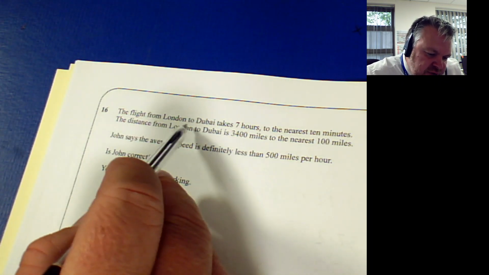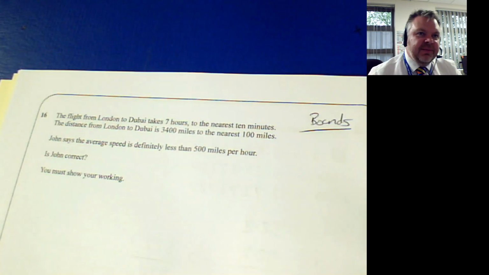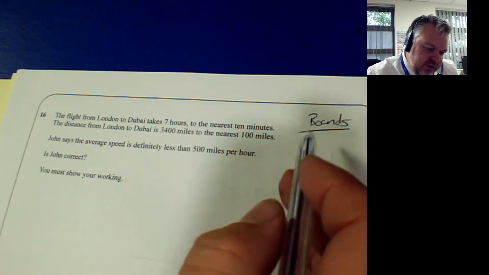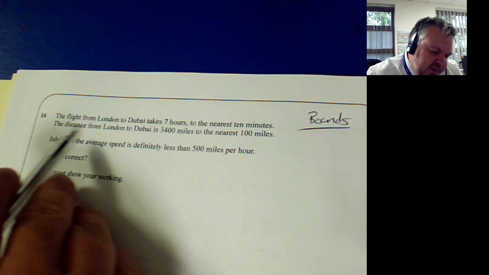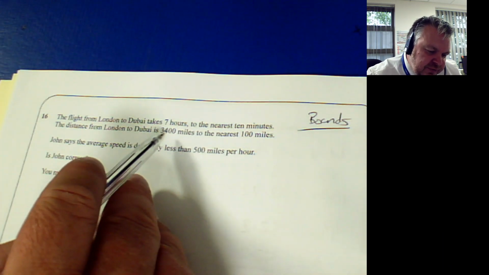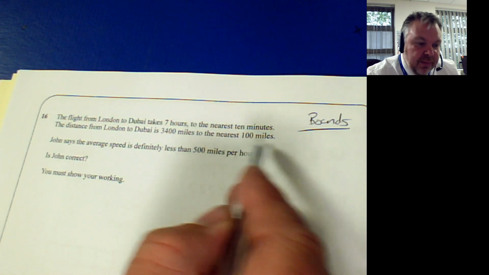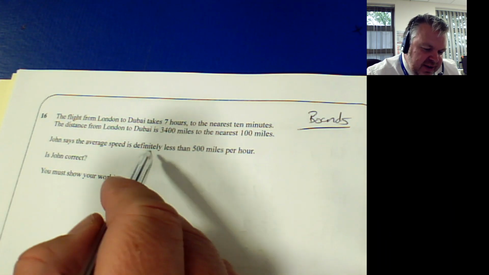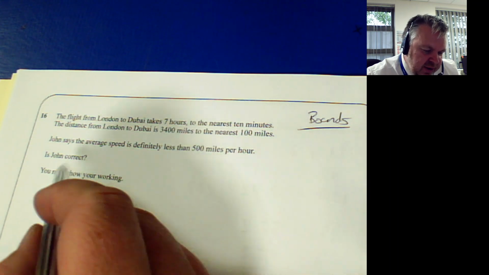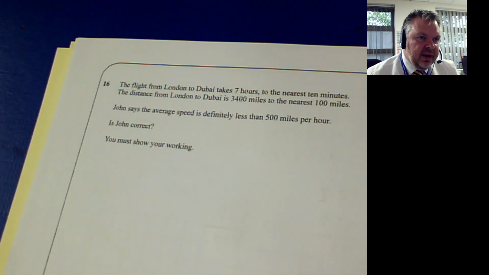The flight from London to Dubai takes 7 hours to the nearest 10 minutes. Okay, nearest 10 minutes says to me it's a bounds question, an upper and lower bounds question. The distance from London to Dubai is 3,400 miles to the nearest 100 miles. John says the average speed is definitely less than 500 miles per hour. Is John correct? Show your working.